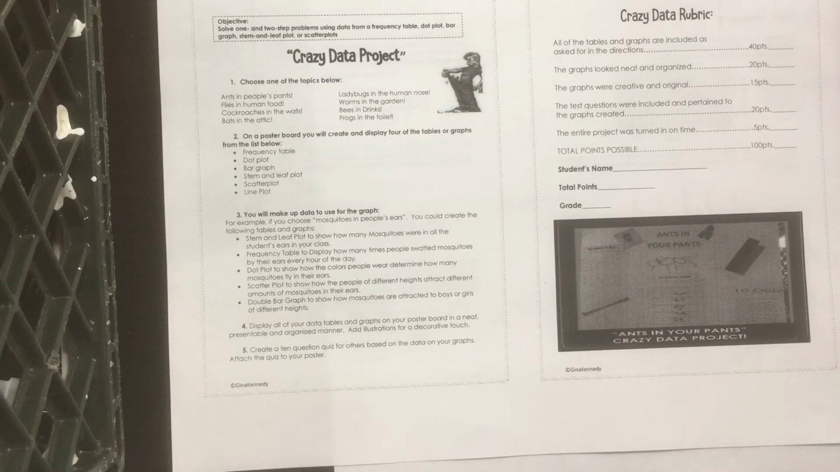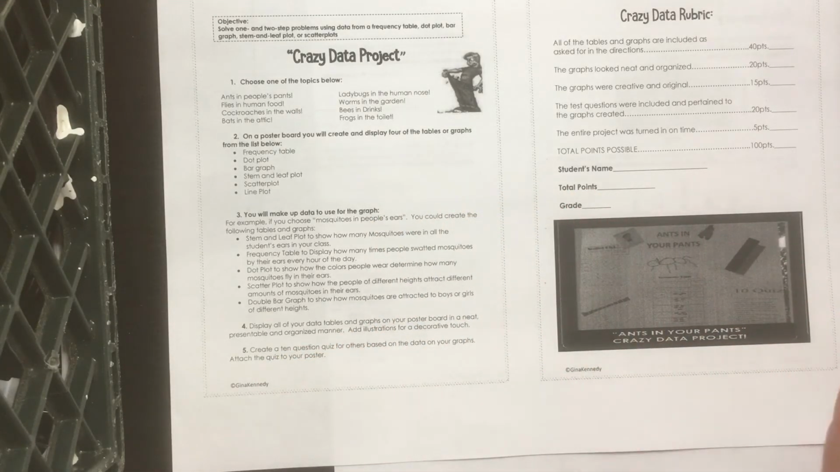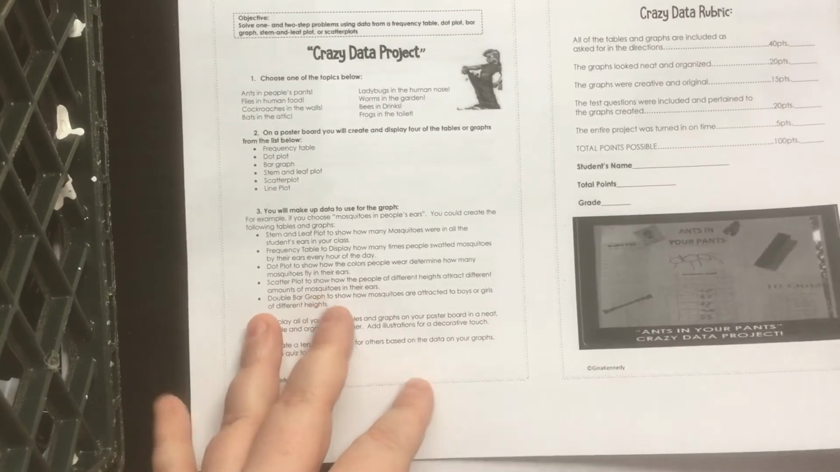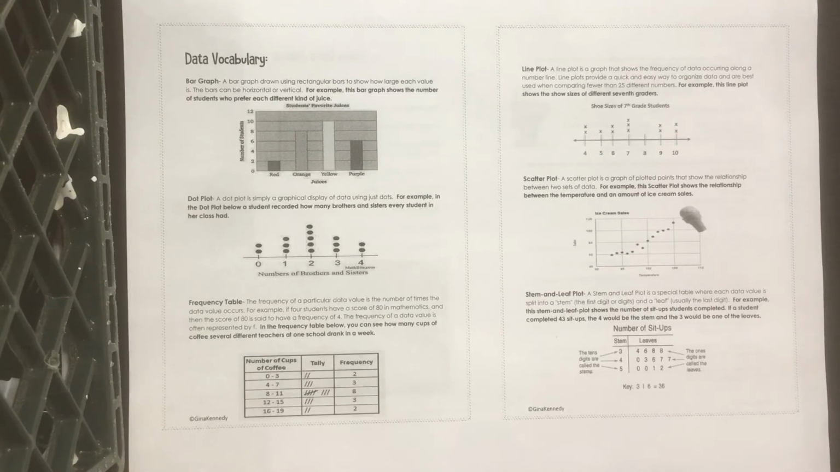So then we'll display it on our papers, not on a poster board. Don't worry about that. We're just going to use paper. And then we'll create 10 questions at the end of these 2 days to get people to think about your data. All right, so you're going to make up whatever data you want. Here are the 6 different kinds of graphs.